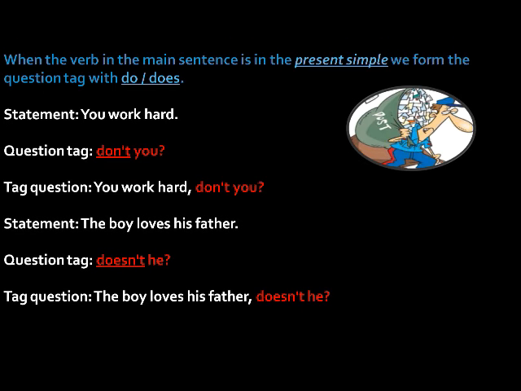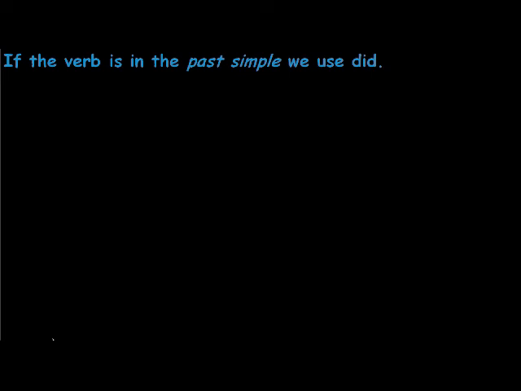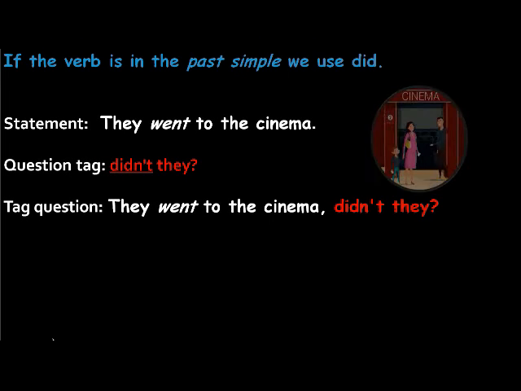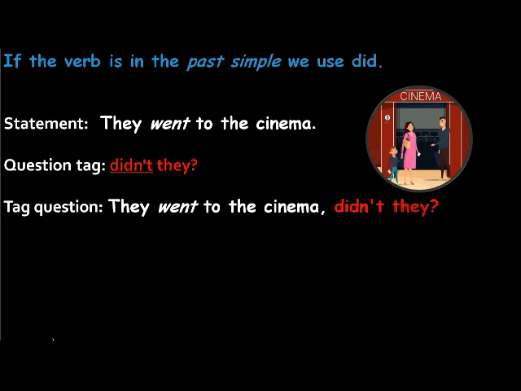Let's take another example. The boy loves his father, which is a positive statement, and the subject is the boy, and we'll use does to make a question tag, right? Positive statement, negative question tag, so it will be doesn't. If the verb is in the past simple, we use did only. Let's take an example. They went to cinema, so it is a positive statement. We'll use did not, and they went to cinema, didn't they?